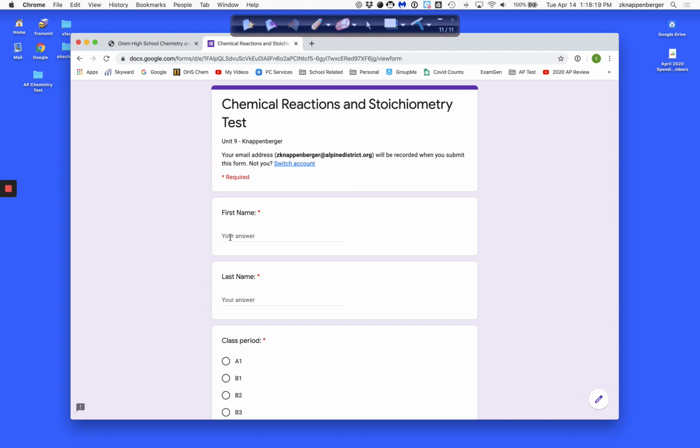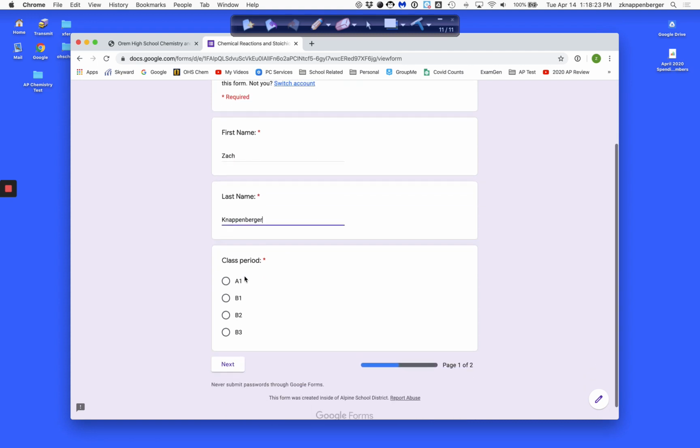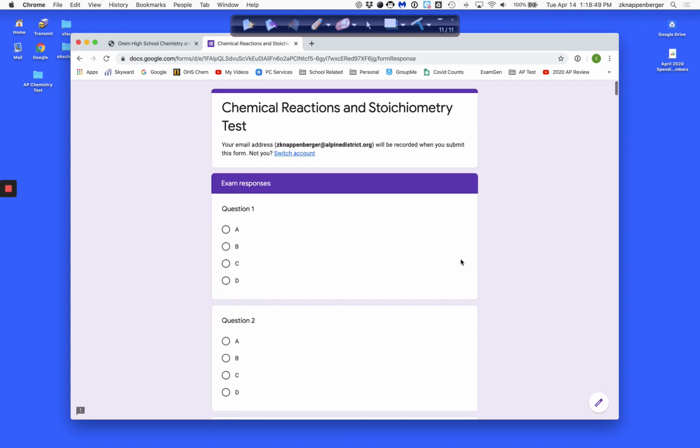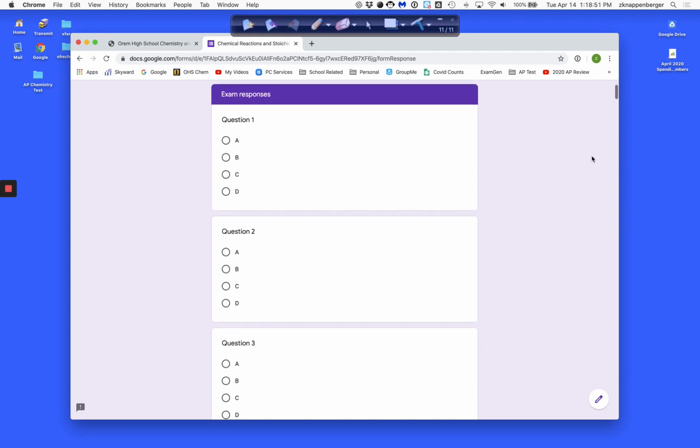So what you will do is you will obviously type in your name, you will type in your class period, and then you'll click on next. Now understand that you only have one opportunity to do this. You cannot start this and then go back and do it again. So once you commit to following this link, it will not allow you to do this more than once. So notice then that once you've entered your information, you come into the place where you'll be entering your answers.